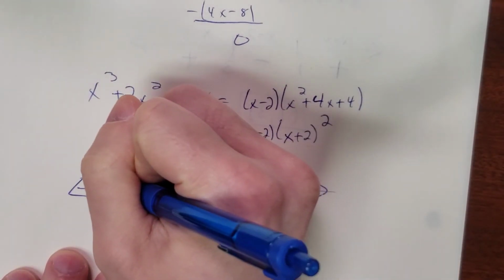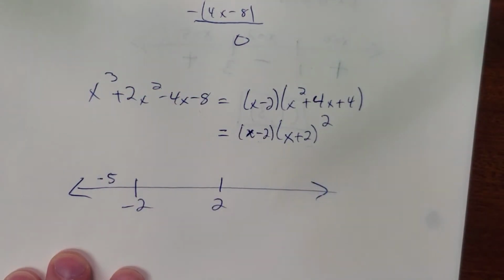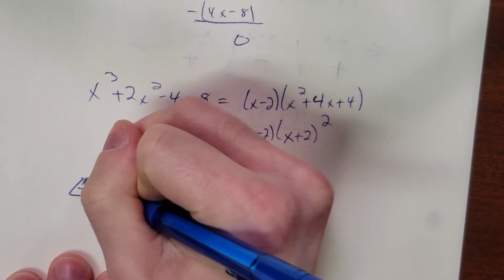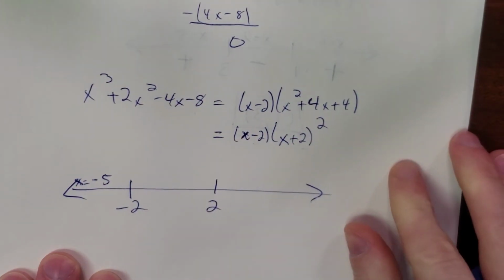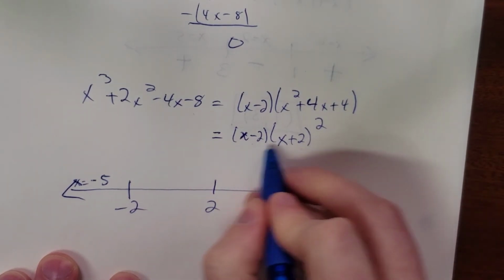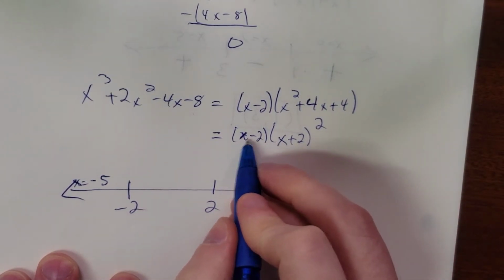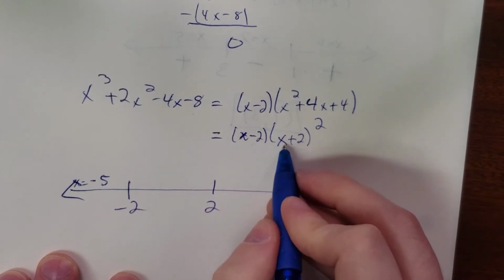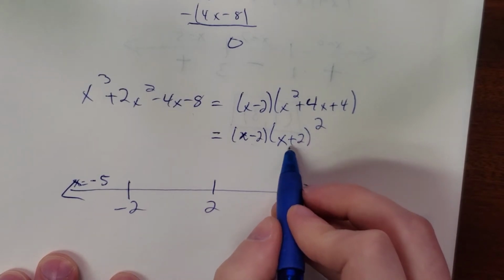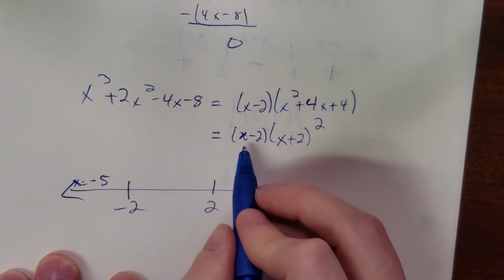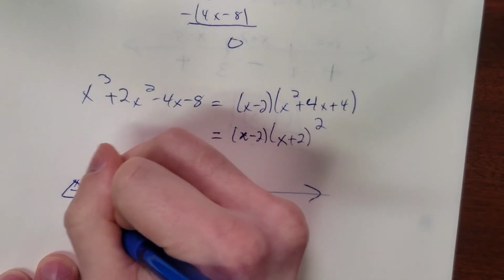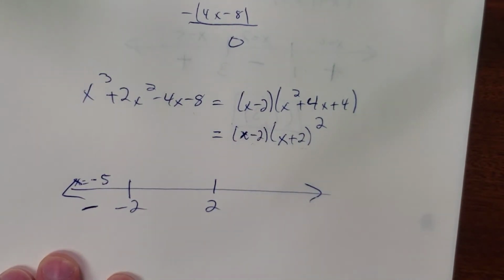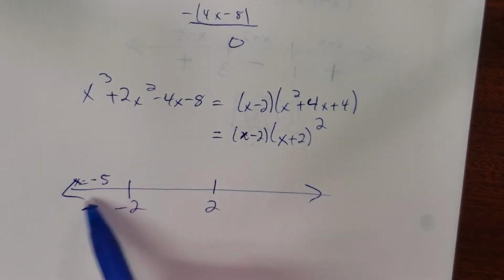So let's pick negative 5 here. Why not? So x is equal to negative 5. Well, if we plug in negative 5 into this expression, negative 5 minus 2 is negative. And then we have negative 5 plus 2 is negative again, but then we square it. So this will be positive, and this will be negative. Negative times a positive is a negative. So when we plug in negative 5, we get a negative value there. And as before, that means the entire interval is negative. It is below the x-axis.